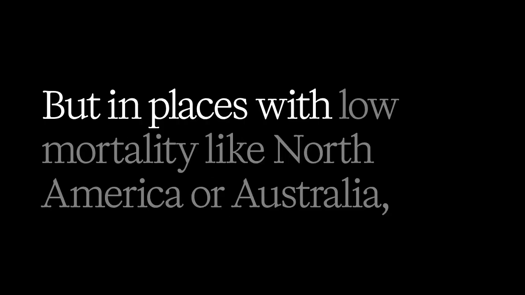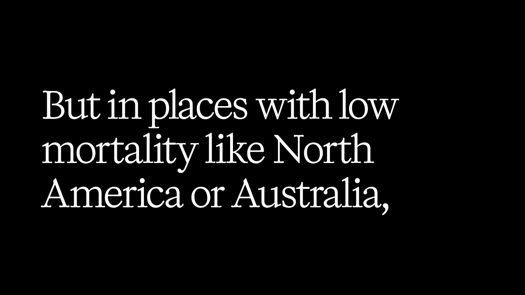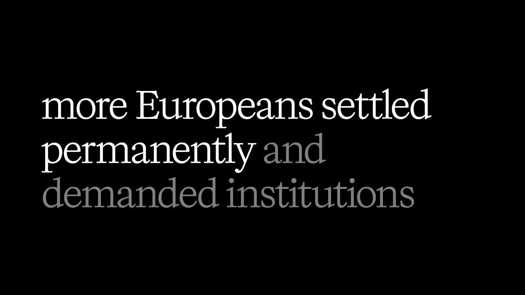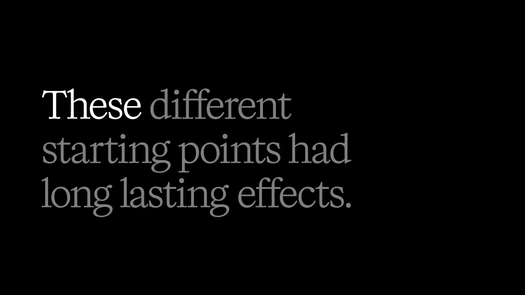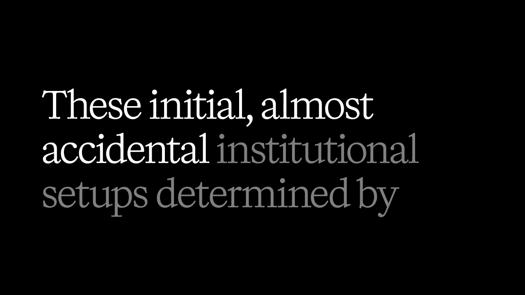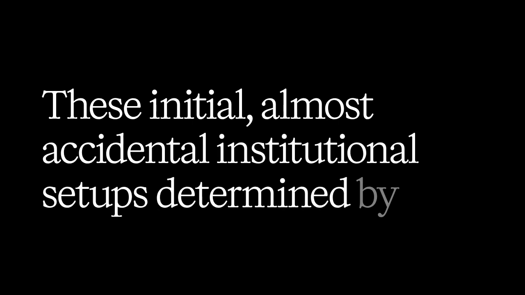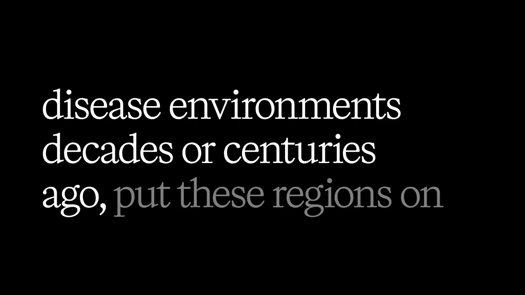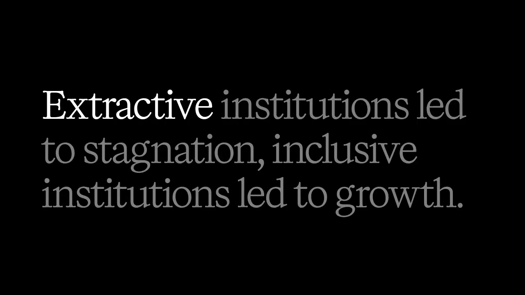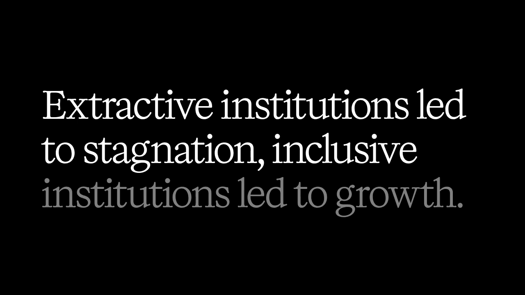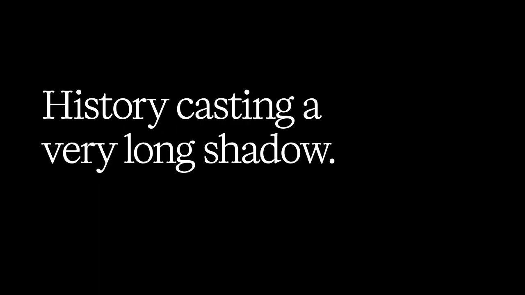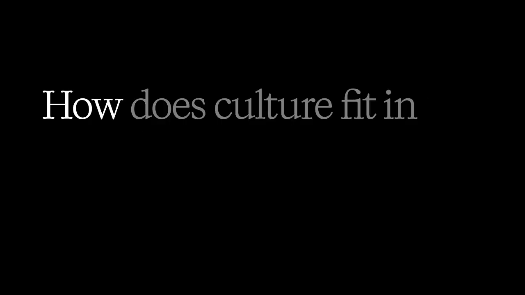Right. But in places with low mortality, like North America or Australia, more Europeans settled permanently and demanded institutions that protected their property and rights, more like the institutions back home. And these different starting points had long-lasting effects. That's the argument. These initial, almost accidental institutional setups, determined by disease environments decades or centuries ago, put these regions on very different long-term development paths. Extractive institutions led to stagnation. Inclusive institutions led to growth. Wow, that's a powerful idea, history casting a very long shadow. Okay, third approach, cultural. How does culture fit in?